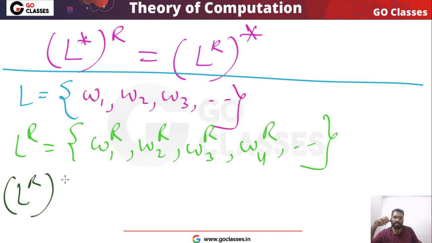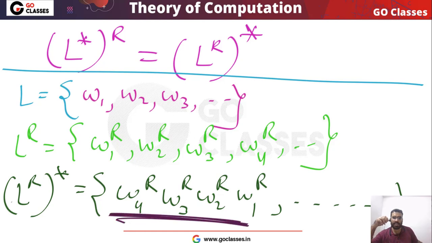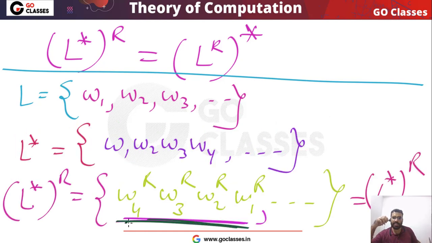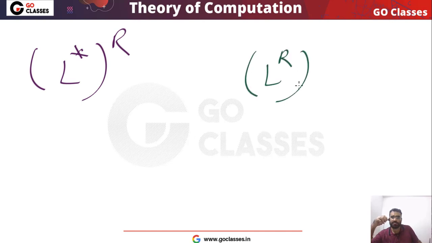Now in L reverse whole star, you can notice that basically it is the star of this language, this L reverse. So the star of this language, definitely you can create this type of string like W4 reverse, W3 reverse, W2 reverse, W1 reverse. So you can notice that this string you can create here also. What I am saying is that every string that you have here, you can also create here.